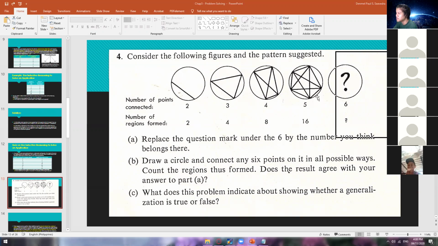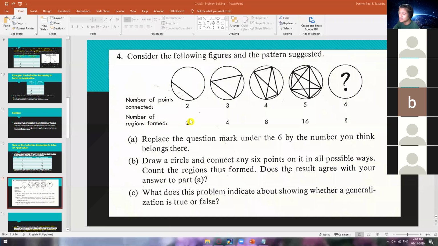So most of you predicted that as our number of points increased by 1, let's say from 5 to 6, our number of regions formed is getting doubled all the time. So from 2 to 4, 4 to 8, 8 to 16, and then 16 to 32. So we will see later on if it's really 32.